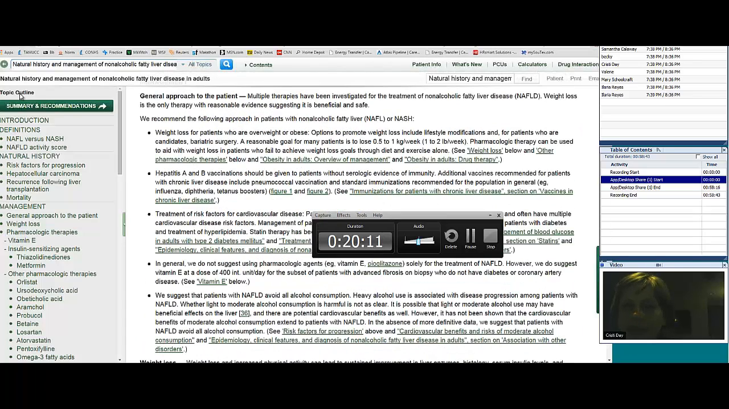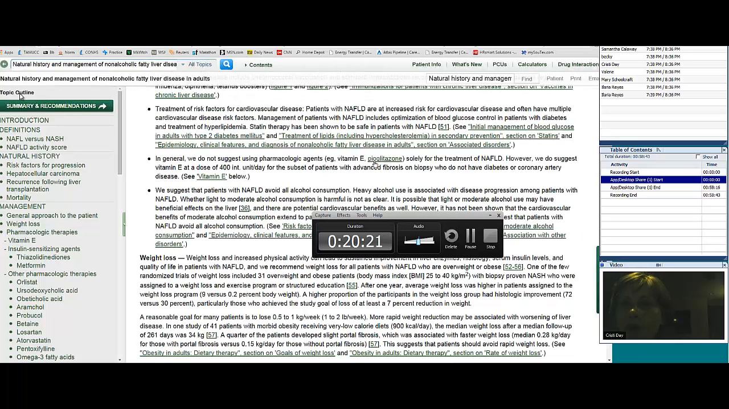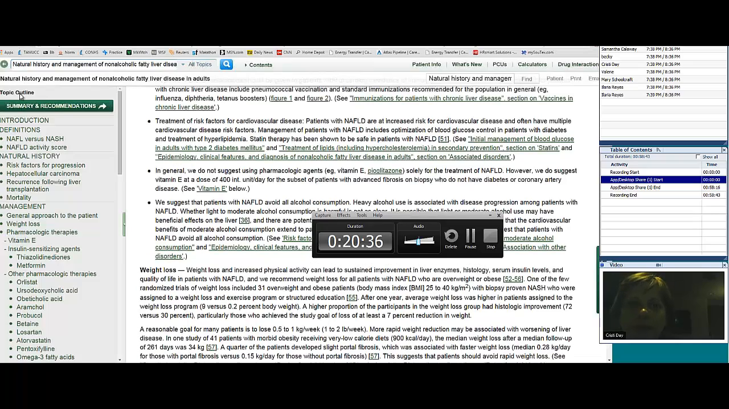You want to get them vaccinated. You want to keep their liver healthy. You're going to get their lipids under control. And pharmacologically, you're going to use pioglitazone, which is an insulin sensitizer, and it's going to give them heart failure too while you're at it. Yeah, and they want to avoid alcohol.